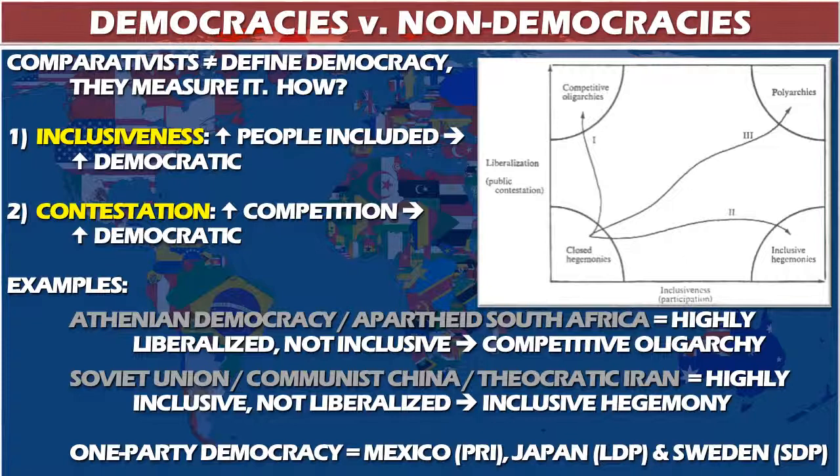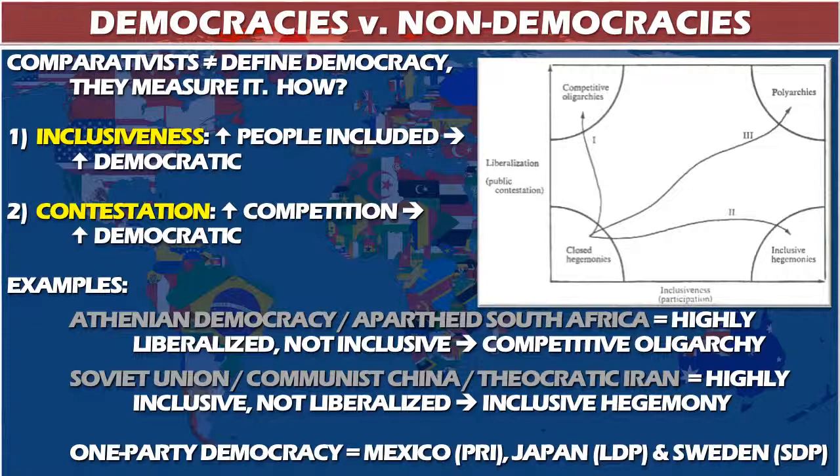The first one is inclusiveness. The second one is what he called contestation. So, for example, the more people who are included in the political system, the more democratic it is. Contestation means if there's more competition in the system, ergo it's more democratic. And if you see on the right, there are these two dimensions, and the best democracies would be in the upper right-hand corner, which Dahl called polyarchies, which are highly inclusive and also highly competitive.